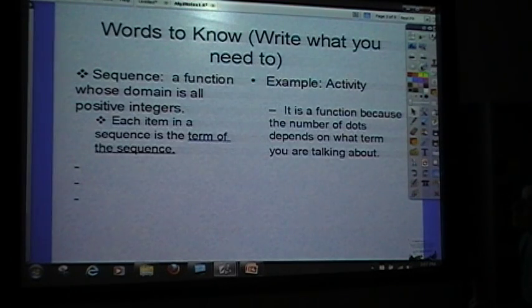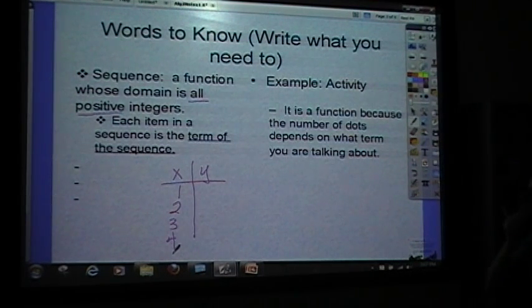Okay, so what is a sequence? Well, a sequence is a function, like I said, whose domain is all positive integers. All positive integers. So where does it start? In the x column, it starts with 1. And it goes 2, 3, 4. Okay? We don't have 0. 0 is not positive. There's no negative terms. And notice there's no half. So in this x column, we are limited to the 1, 2, 3, 4, your natural counting numbers.